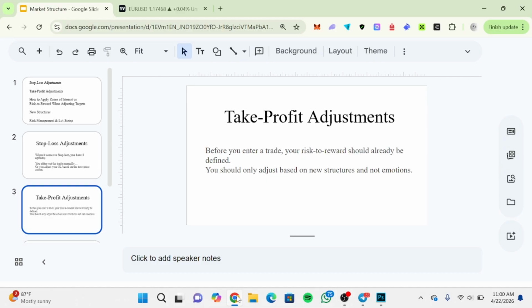But if there is no new structure and it's just a risk to reward ratio something, then you shouldn't be looking to adjust anything. Just let your profits run with the already predetermined profits. So it should never be adjusted based on feelings, like I said, but based on new structures. So let me put this straight. Adjusting your risk to reward target based on emotion is wrong. But adjusting your target based on structure is professional.